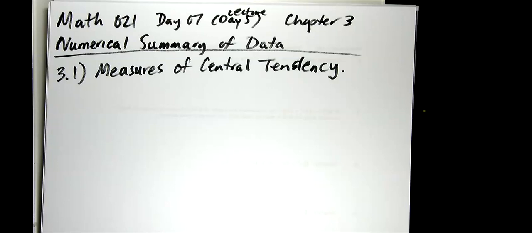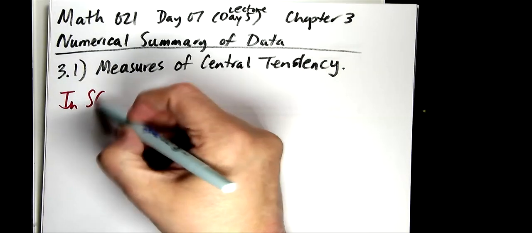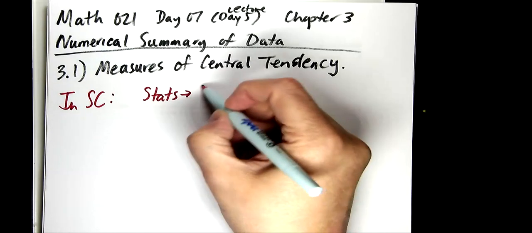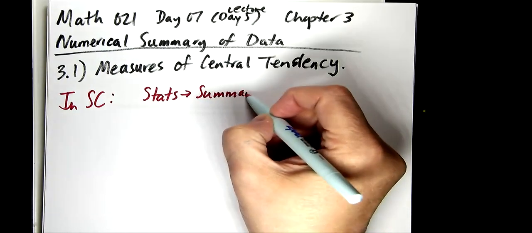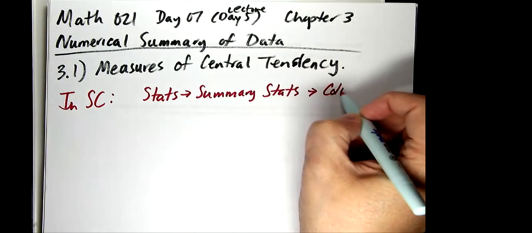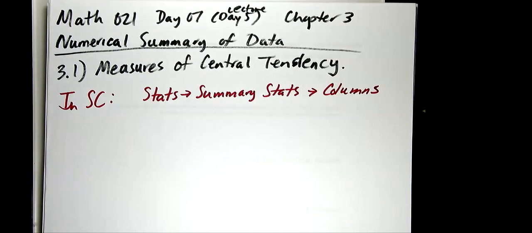Let's put this at the start of the lecture, where you're going to look in StatCrunch, rather than having to dig through your notes later on. In StatCrunch, you're going to go Stats, Summary Stats, Columns. Rows is an option, but normally we do each row as an individual entry. Each column being an entry is backwards from the way we write things. So we do Summary Stats, Columns.